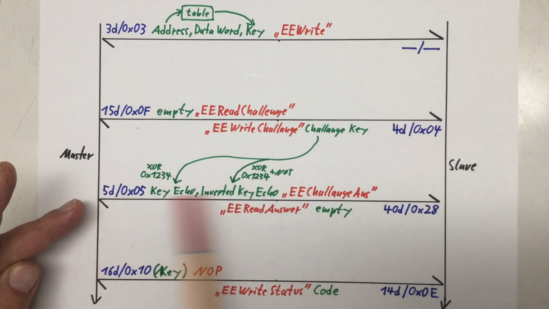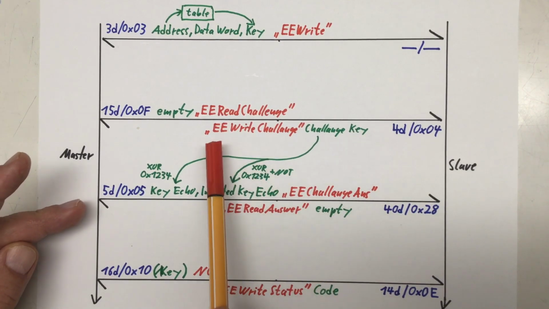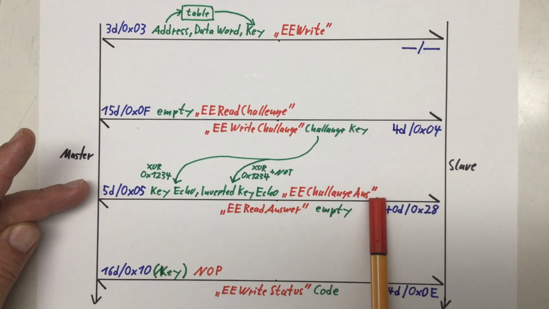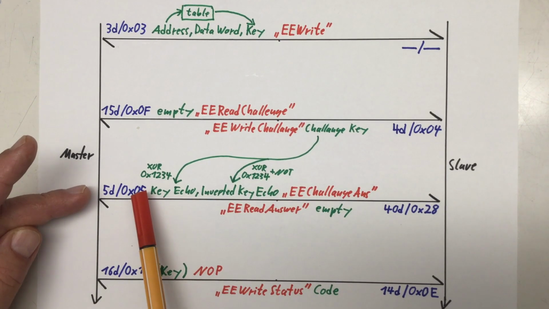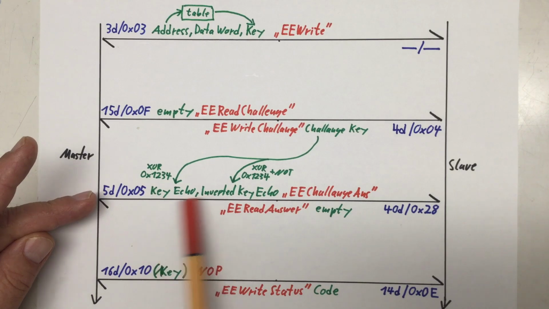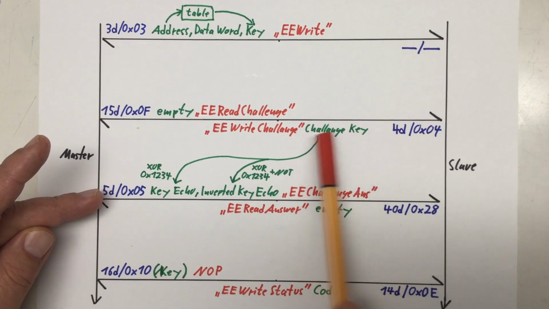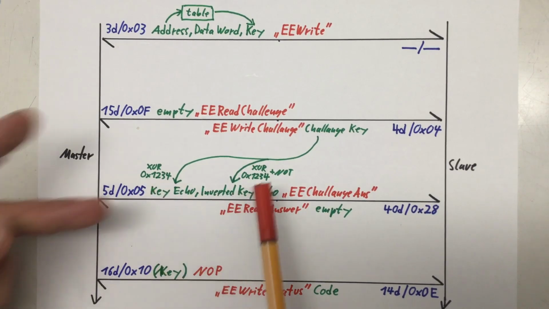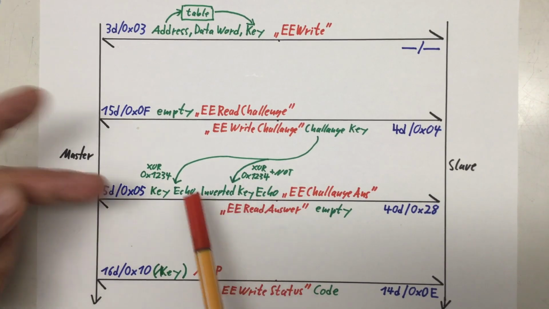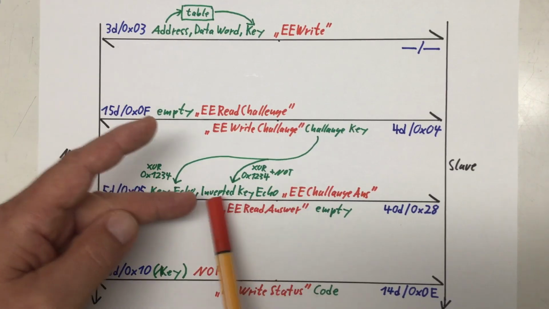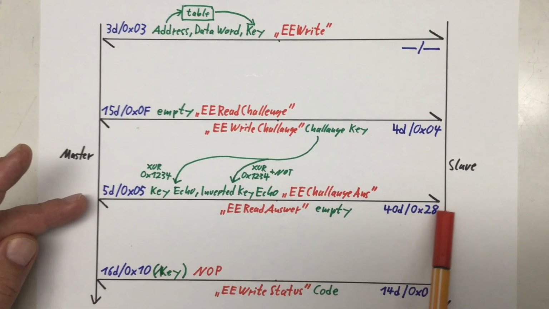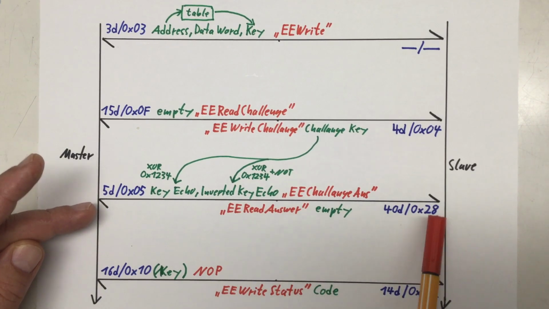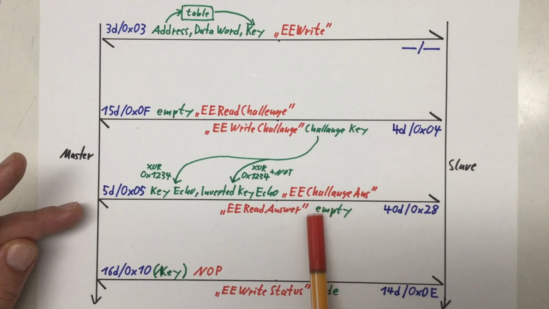In the third SPI transaction, we respond to that EEWrite challenge from the slave with an EEChallenge answer, hexadecimal 5, which contains a key echo, which is the challenge key we previously received, XORed with hexadecimal 1234, and an inverted echo key. That's the key echo, just binary inverted. And at the same time, we get from the slave an EERead answer, hexadecimal 28, which is just an empty message.